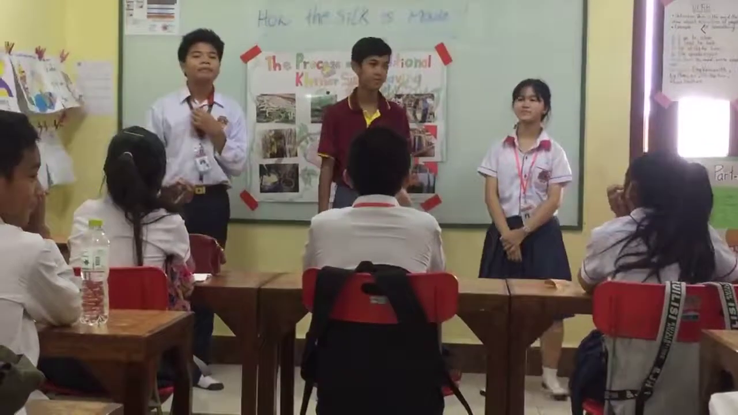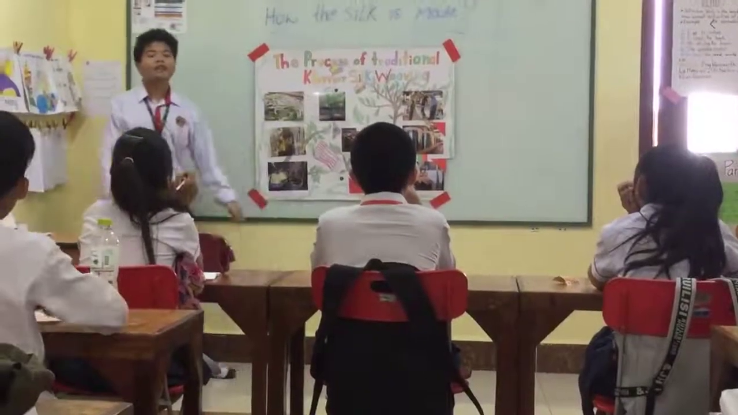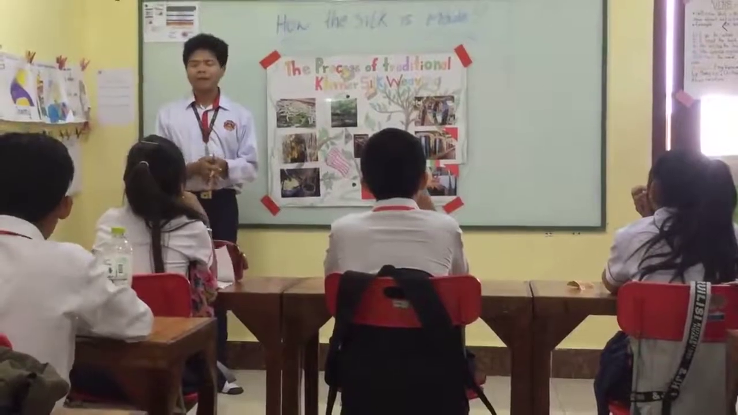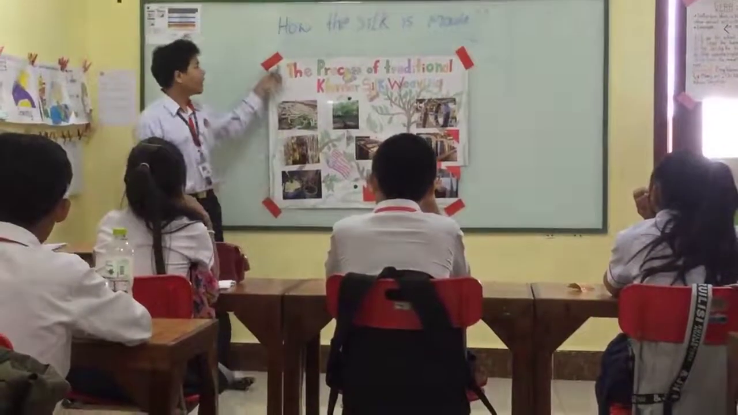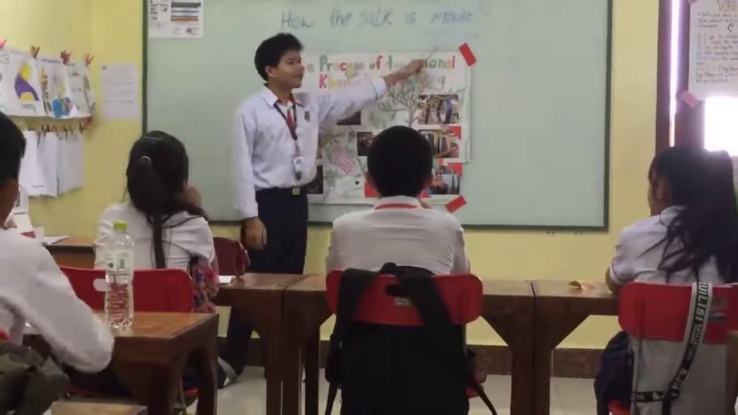So the topic that we will present today is how the silk is made. We got the full information from the silk farm which is located in Port District in Siem Reap Province. And in our topic, there are two keywords. The first keyword is silk and the second keyword is made.